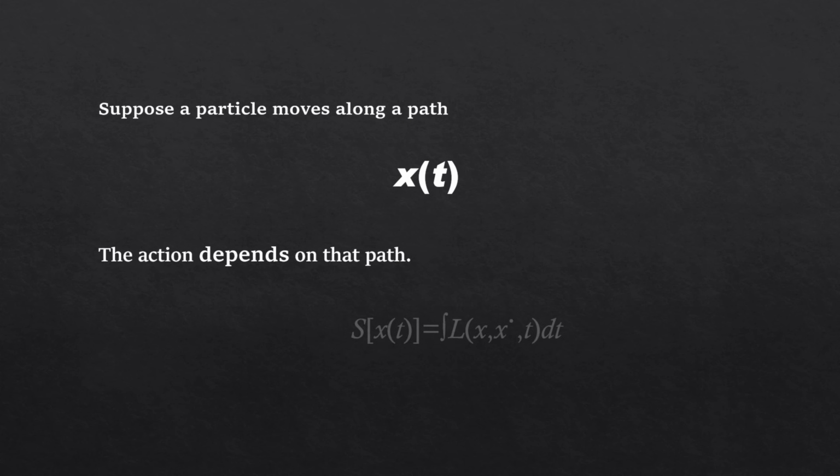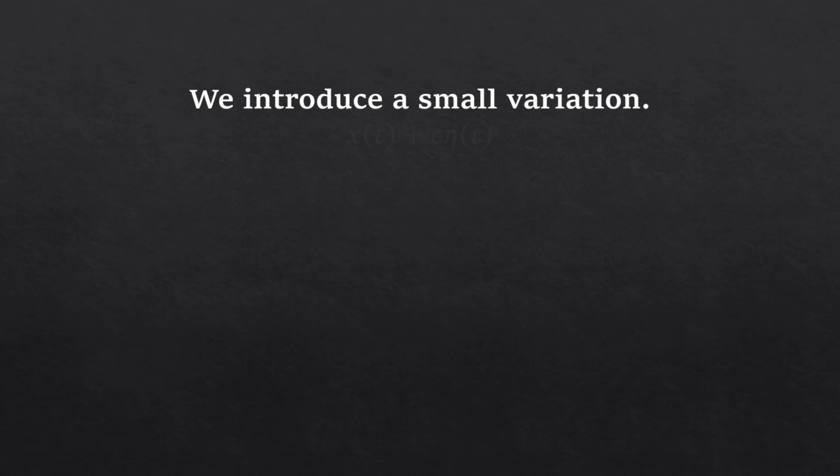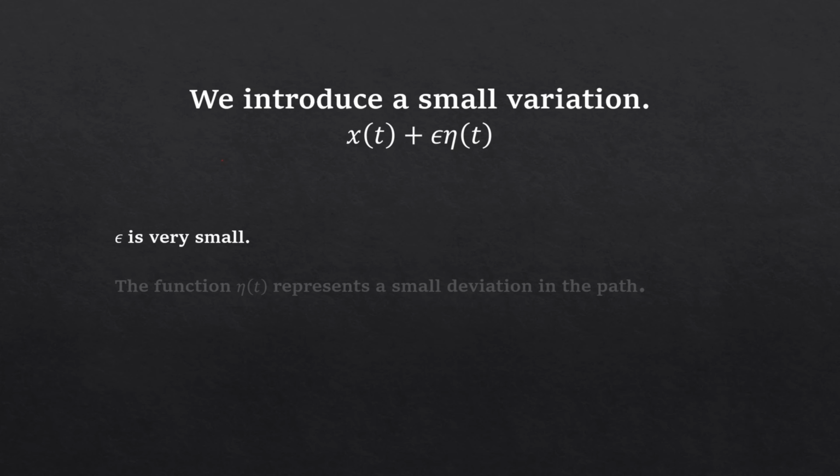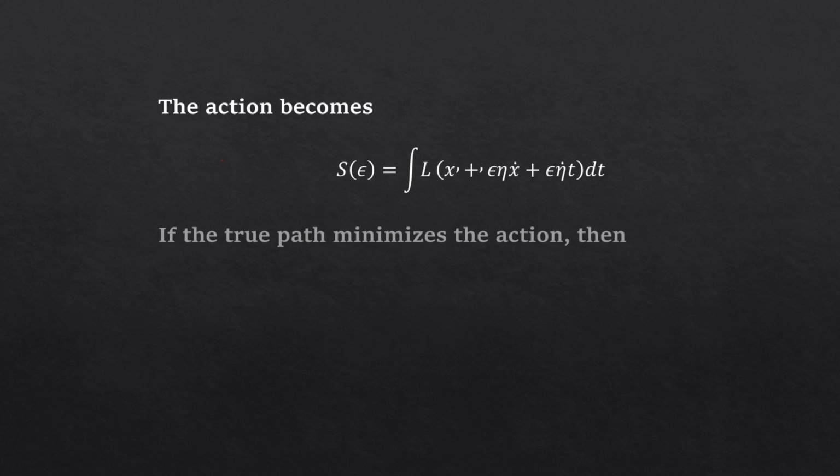Suppose a particle moves along a path x of t. The action depends on that path. Here, x is position and x dot is velocity. Now imagine slightly changing the path. We introduce a small variation, where epsilon is very small. The function eta of t represents a small deviation in the path. The action becomes. If the true path minimizes the action, then dS by d epsilon equals 0, where epsilon equals 0.